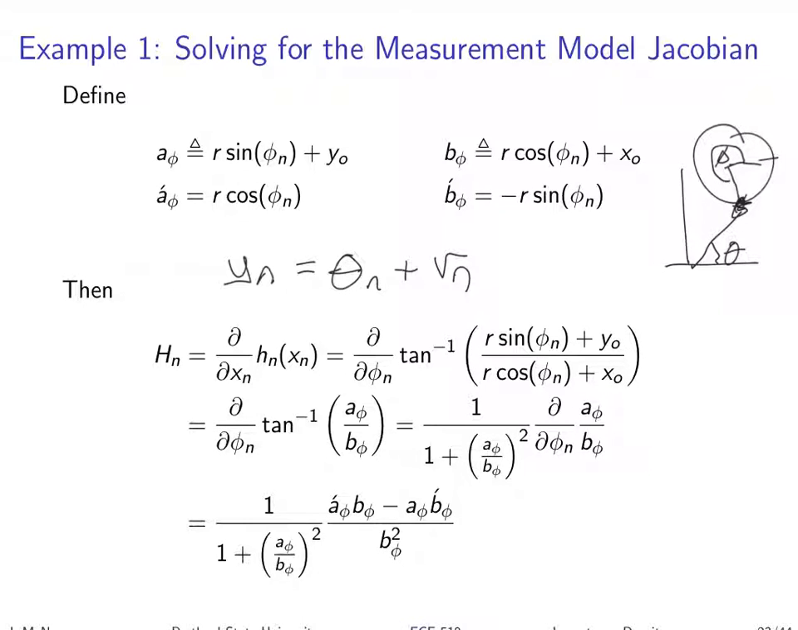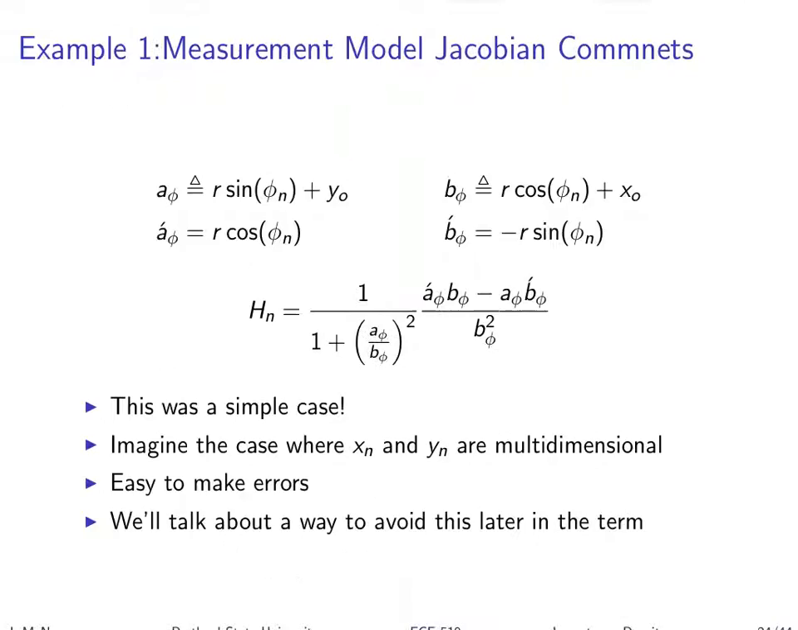Any other questions? Okay. All right, so again, this is a simple case. Have some sympathy for the poor engineers of the 70s who were doing all this by hand. Thank goodness we don't have to do that anymore. It's really easy to make errors, and that's why a lot of time went into calculating these Jacobians. But I'll show you a number of different ways of avoiding that later this term.